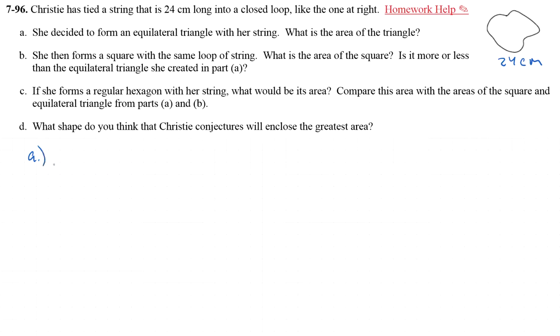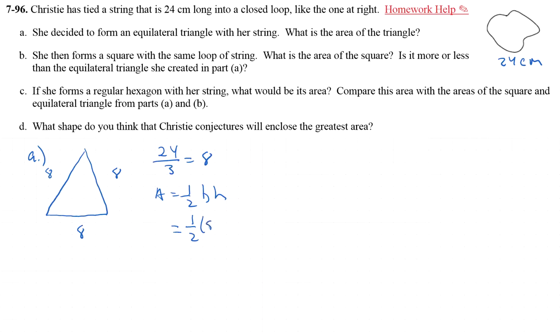So for A, if she's making an equilateral triangle with her string, we know that 24 divided by 3 is 8. So each side of the equilateral triangle has to be 8 units. So then what is the area of the triangle? So first we know what the sides are. We know the formula is going to be A equals 1/2 base times height. So then we know this is 1/2 times the base, which is 8. But the problem is we don't know what the height is.